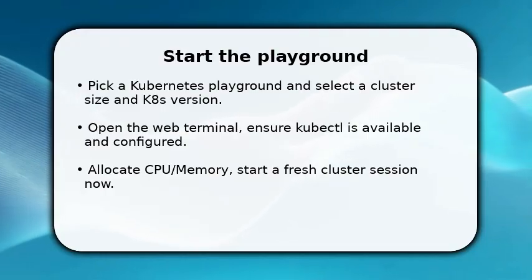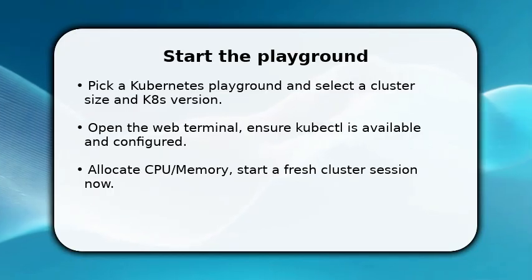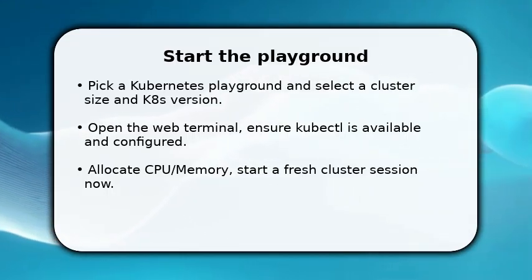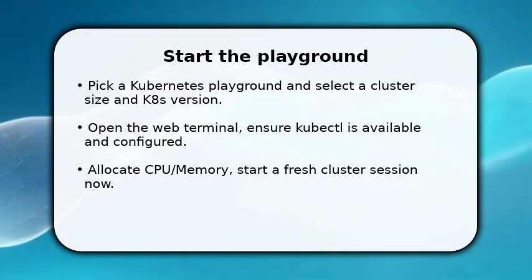You'll begin by launching a Kubernetes Playground and choosing a cluster size and version. Once the environment boots, open the web terminal and confirm kubectl is present and points to the new cluster. Next, allocate enough CPU and memory so your demos run smoothly. Small clusters often need at least 1.2 vCPU and 1.2 GB RAM.